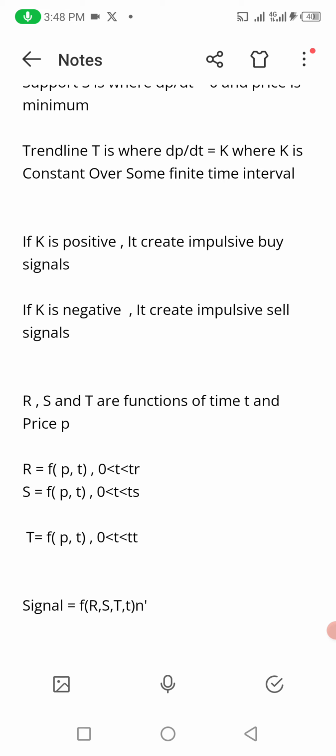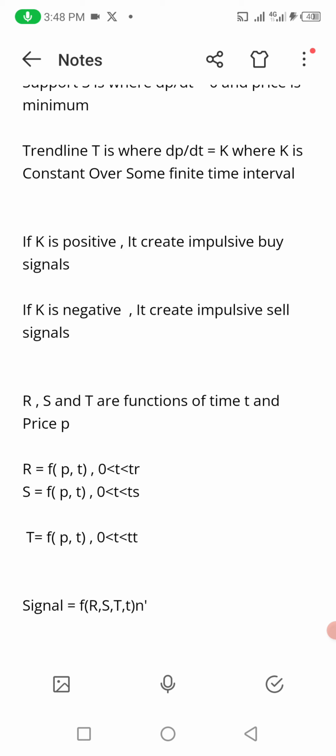R, S, and T are functions of time, and hence they take various values. It's not just one value, so that's why we have a resistance zone, like the range of prices over which the market cannot go beyond or go below, and then there is a time range for such. R, S, and T are functions of time and price.